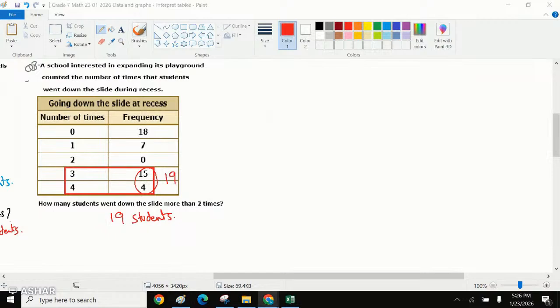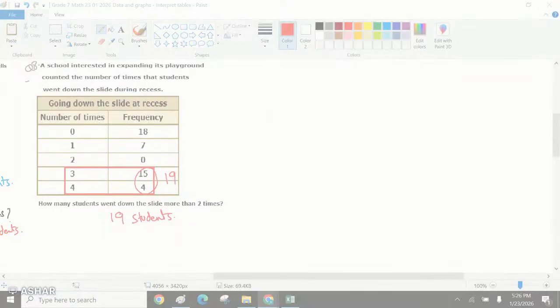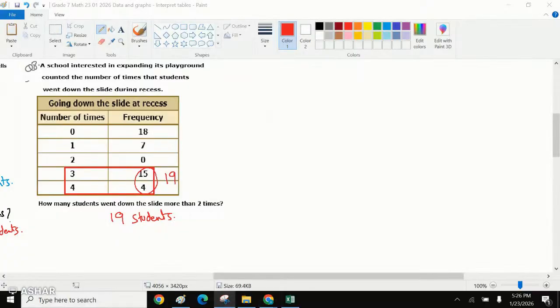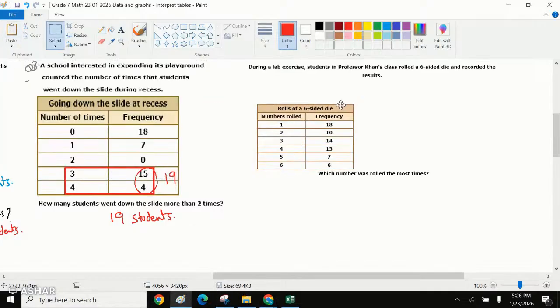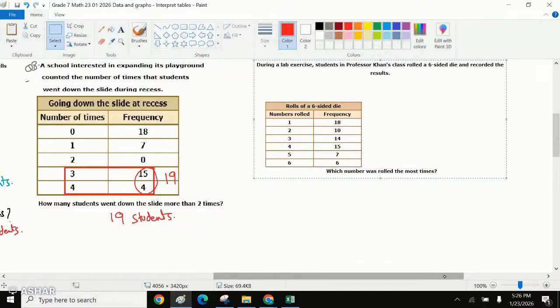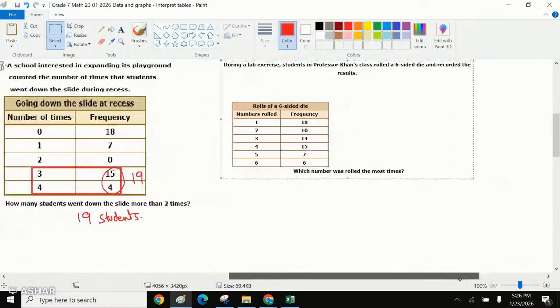Let's have a look at the next one. Just a moment, please. Okay, during a science lab experiment, Professor Khan's six-sided. Okay, a die is usually a die is one, dice would be plural, right? So what they are doing is they are rolling a die.